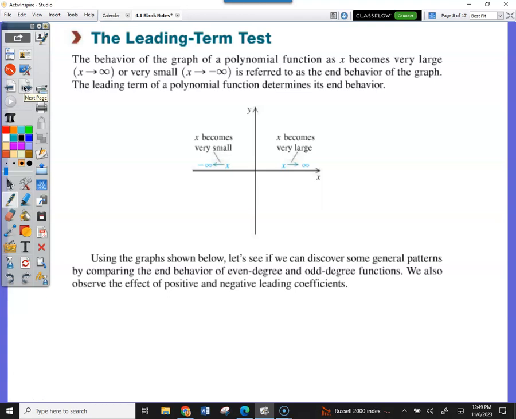This slide was introducing you to what's called the leading term test. You're already familiar with the leading term test when it comes to quadratics. If a quadratic's leading term is positive, it opens up.